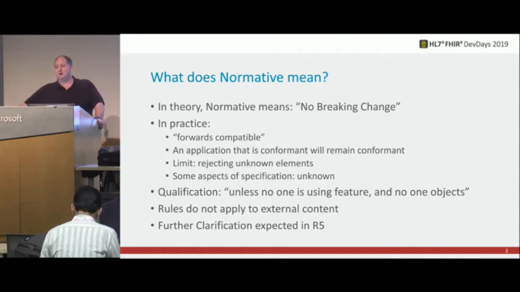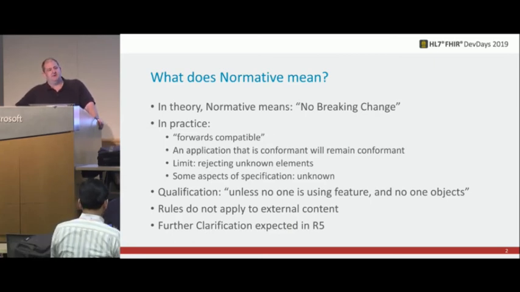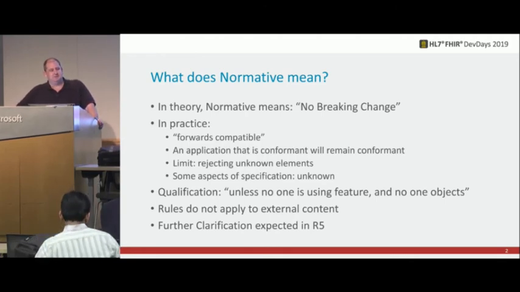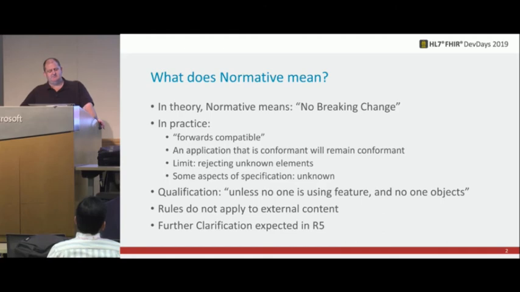It's forwards compatible. If you write an application and the application conforms to release 4 normative portions, you have every expectation that it will continue to be conformant when we publish release 5, and you won't be forced to make changes. So that's forwards compatible. Your application will remain compatible. It's something slightly different to backwards compatibility. There's some limits around that.